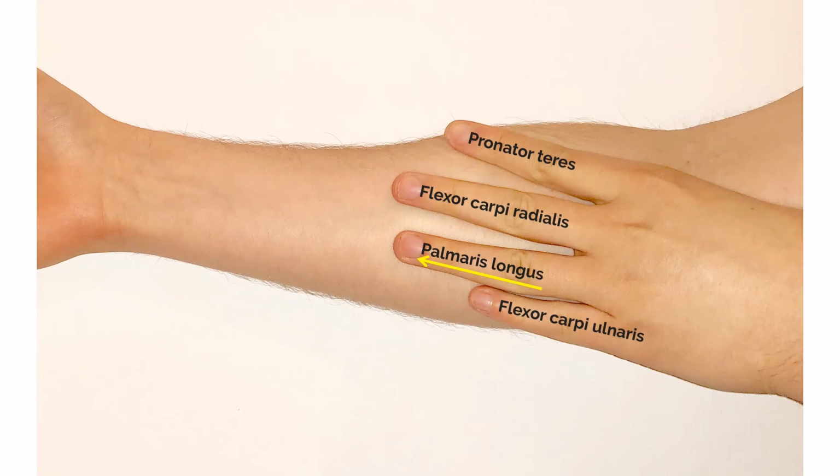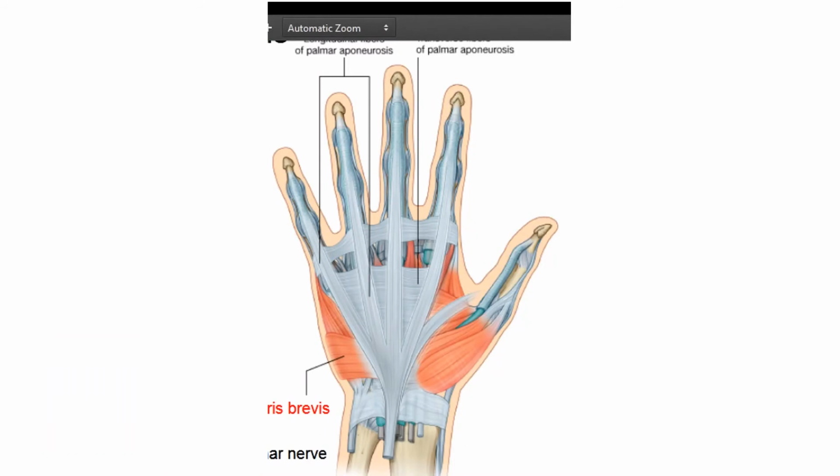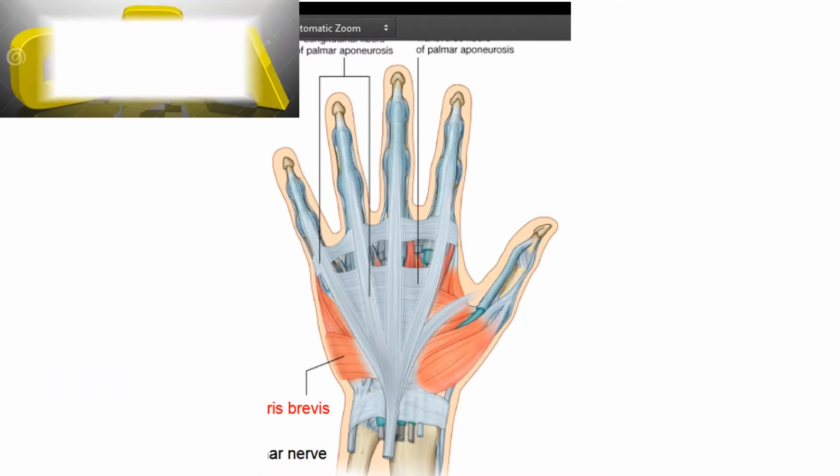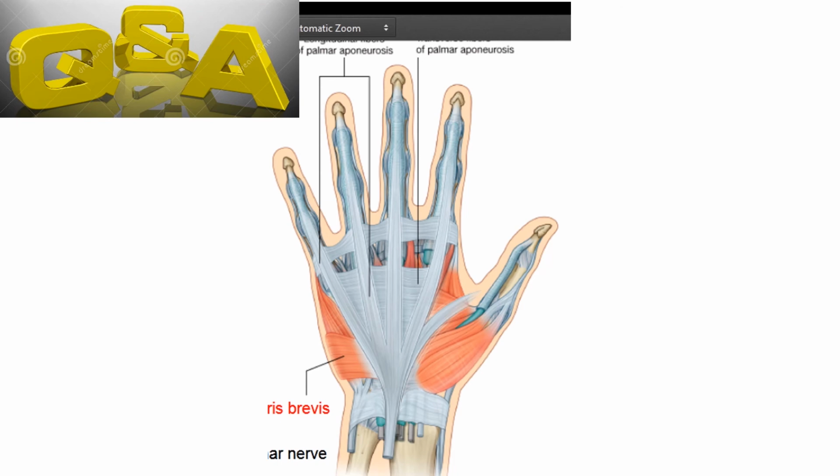Back to the image you have seen before, and you can see that the ring finger is representing the position and direction of palmaris longus. What is this image telling me, and where is it? Let us ask ourselves a few questions.